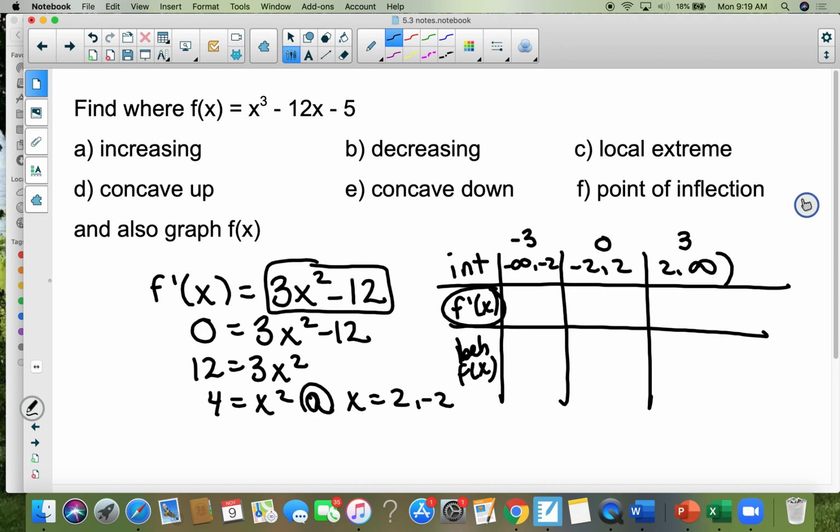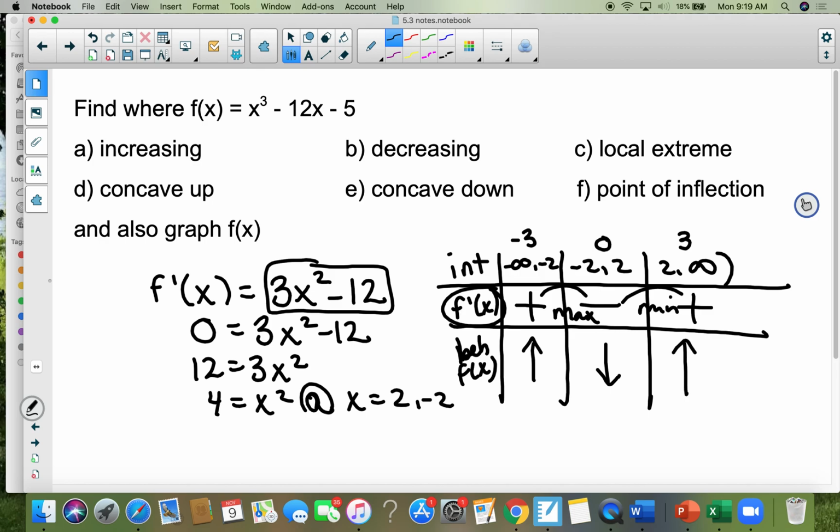When I put 0 in, it's negative. When I put negative 3 in there, the sign is positive. If I put a positive 3 in there, the sign is positive. If I go from a positive to a negative, I know there's a max. If I go from negative to positive, I know there's a min. And this is the graph. The original graph is increasing, decreasing, and increasing.